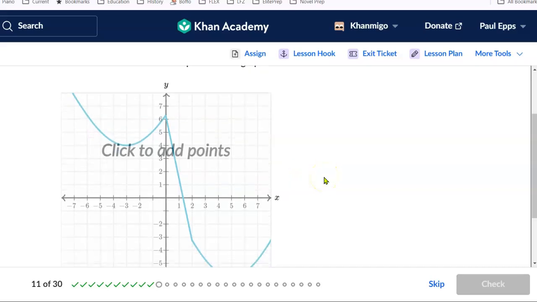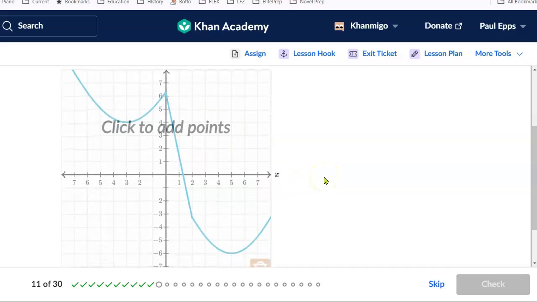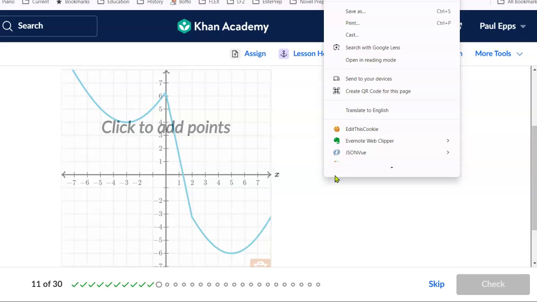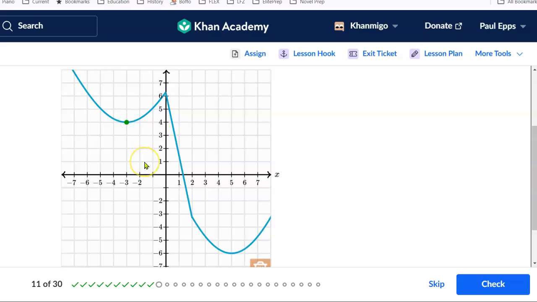Mark all the relative minimum points in the graph. Relative minimums. Okay. A little bit hard to see here, but this looks like a relative minimum to me. As it goes down, it hits that point, starts to go back up. This looks like a relative minimum, and that's all I can see.